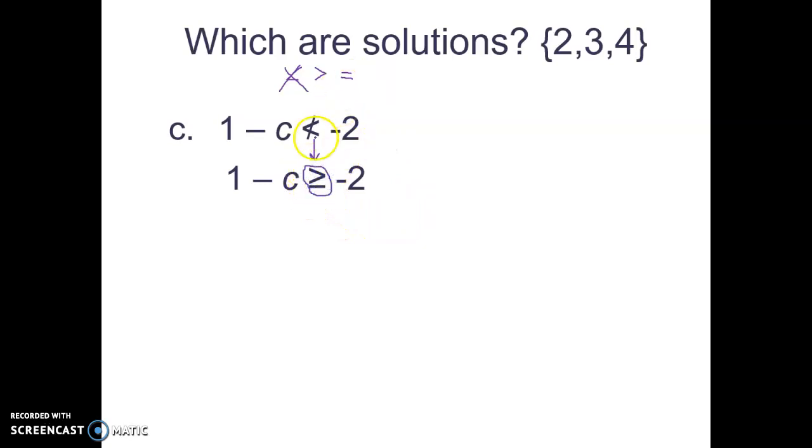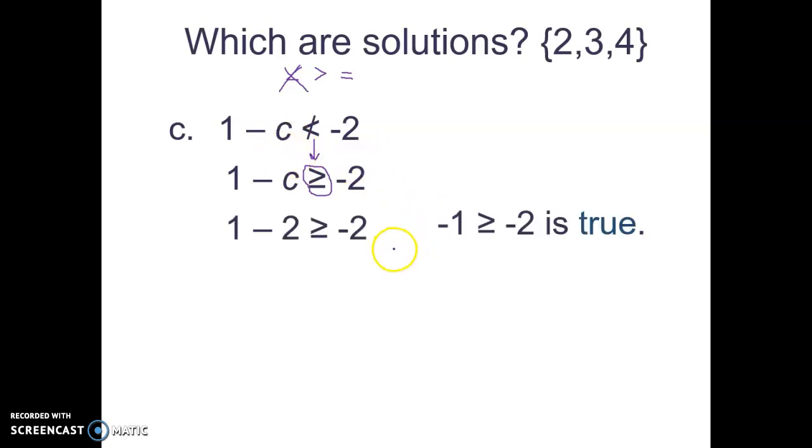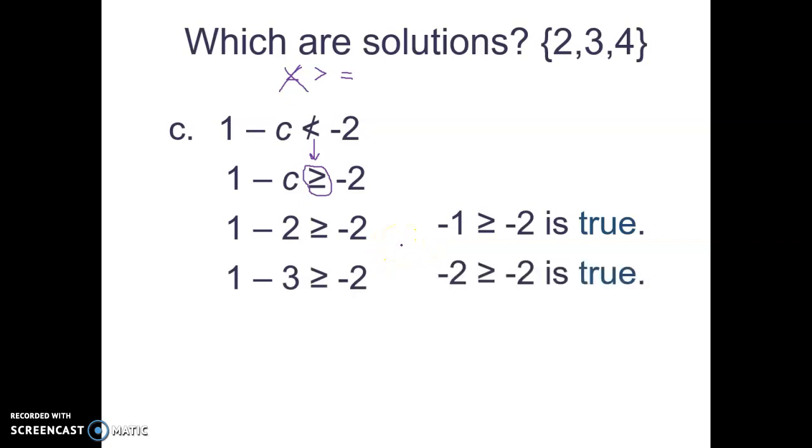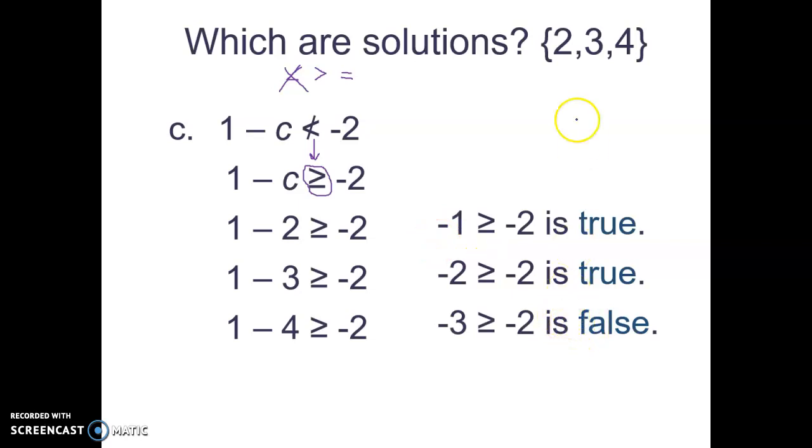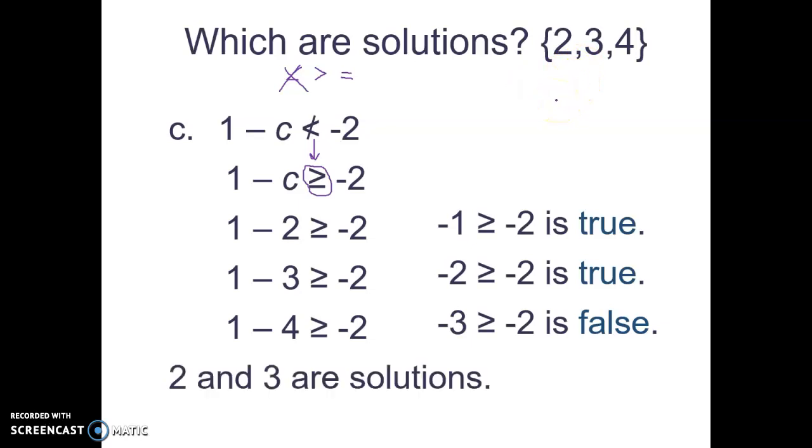Now that we've rewritten that without the slashed through inequality symbol, let's plug and chug. Plugging in a 2, we get a true statement. Plugging in a 3, we get a true statement. And plugging in a 4, we get a false statement. So again, 2 and 3 are solutions. 4 is not a solution.